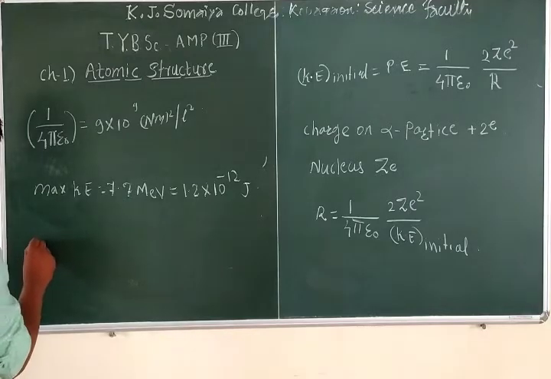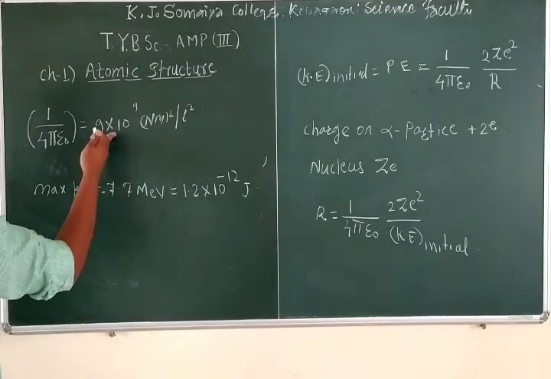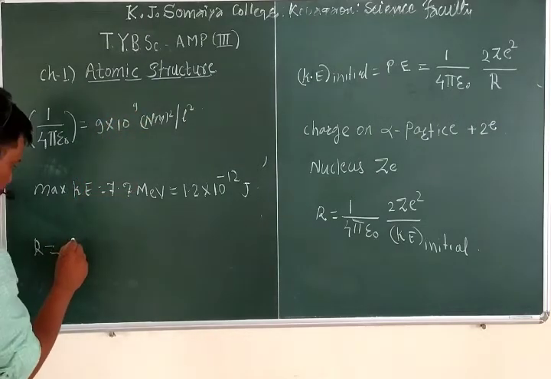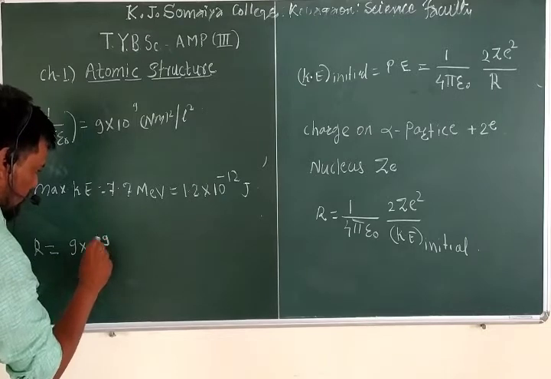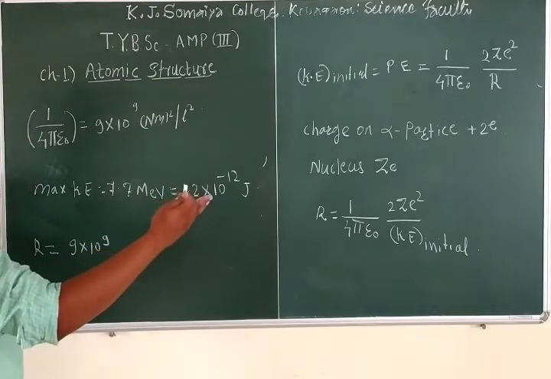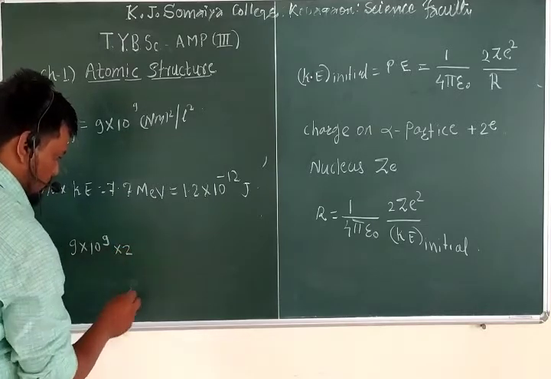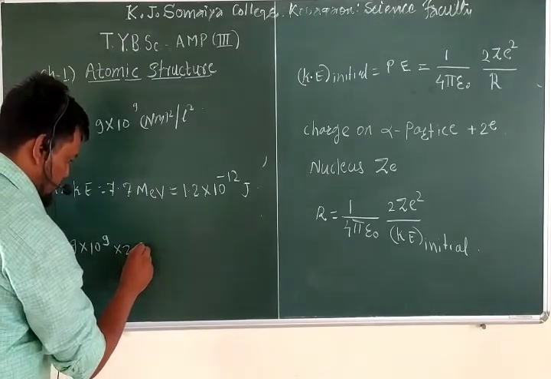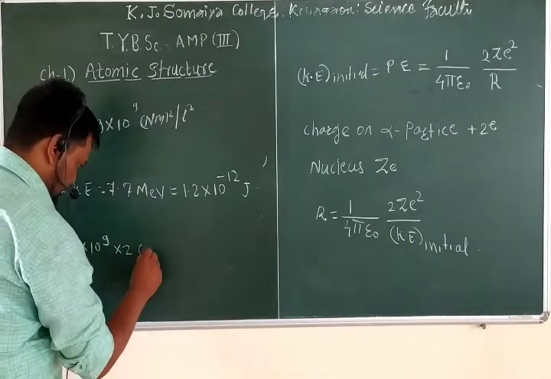So r = 9 × 10⁹ × 2 Z e², where the value of e is 1.6 × 10⁻¹⁹.